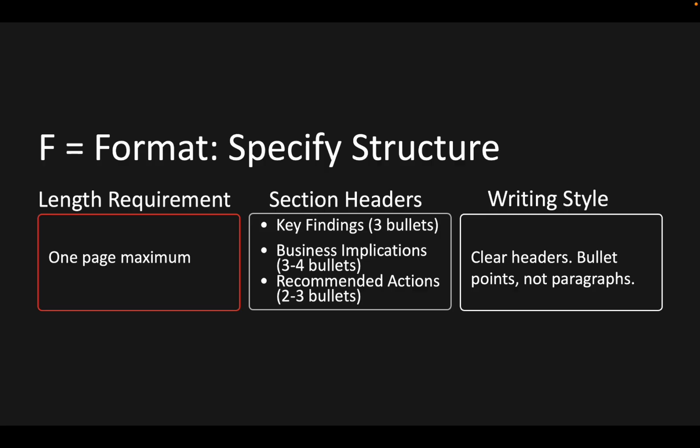Lastly, we have the format. We want to use this to identify the structure of the output. So I finish with, the format is a 1-page maximum and use these sections. 3 key findings, business implications, recommended actions. This specifies structure and the AI knows exactly how to organize the response.